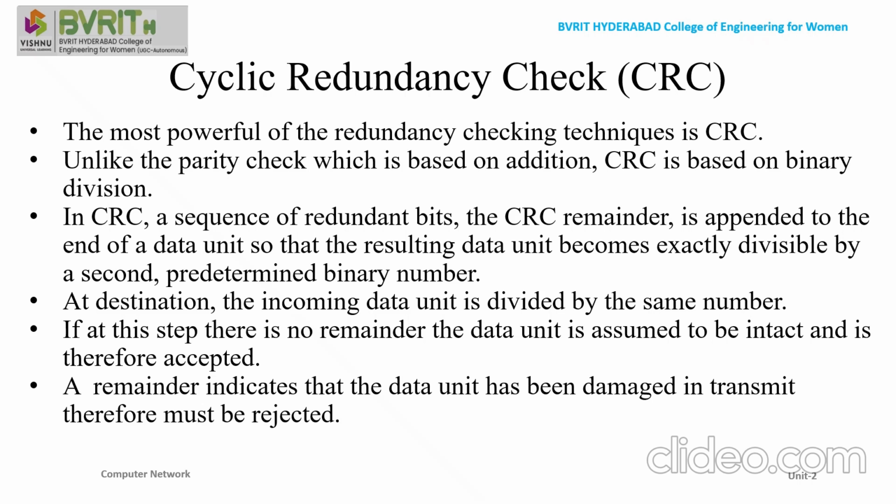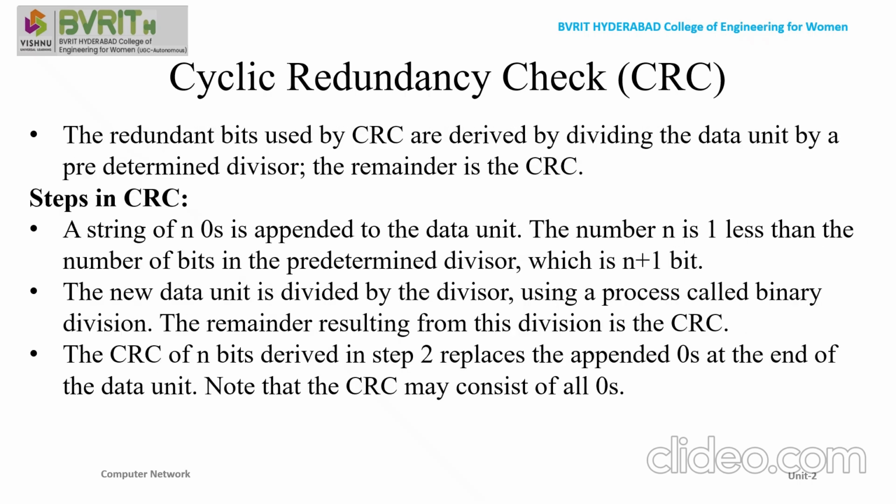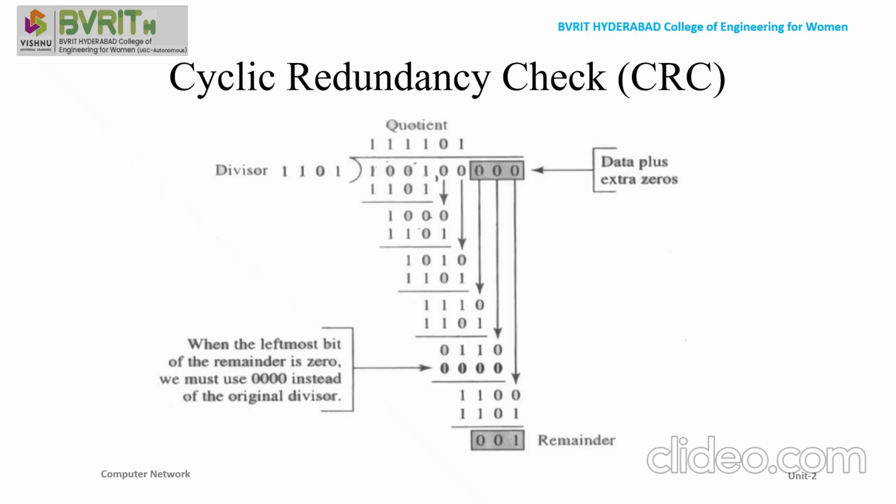Coming to the steps we are going to follow in the calculation of cyclic redundancy check: first we consider the data and we append zeros based on the generator polynomial. Next we perform the modulo 2 division and append the remainder to the original data. These are the four steps we are going to follow in the cyclic redundancy check.